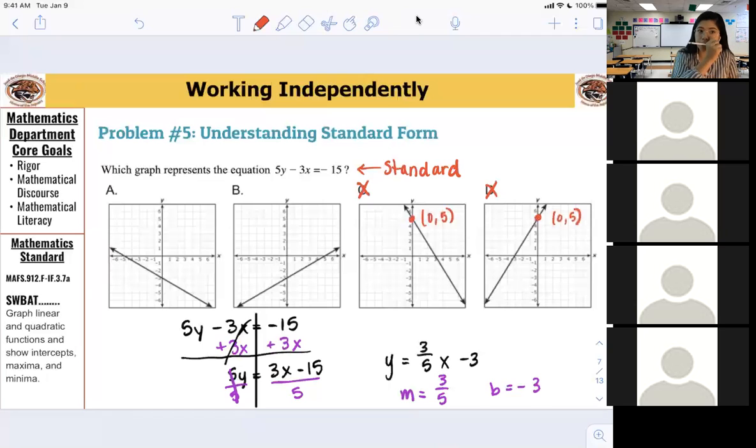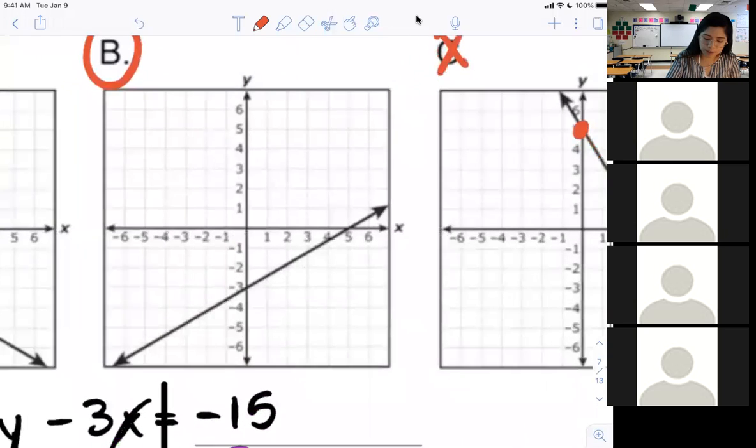So now between A and B, they both have the correct y-intercept, but which one has the correct slope? Graph B. Good, graph B. Positive 3 over 5. I know it has to be a positive graph. A was negative. B is correct. Again, you could have used SlopeMan to help you out with that one. Or you could have calculated the slope and noticed this goes up 3 and over 5. 3 over 5.